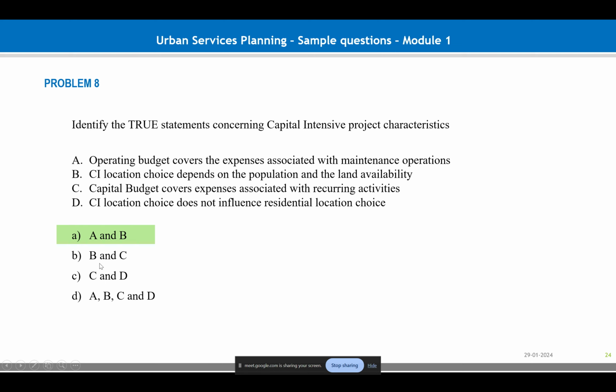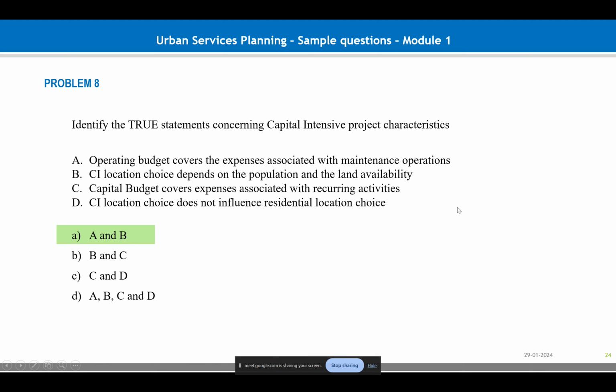But the location of the project, like for instance, let's take the example of a solid waste management facility, because we'll be discussing that in this session also. We'll be discussing that as a good example. For that, it does not have to do with where people are located.